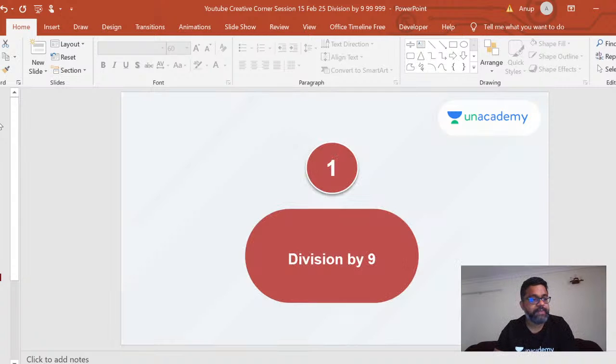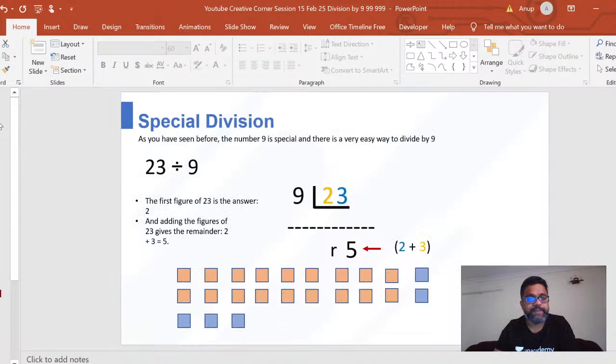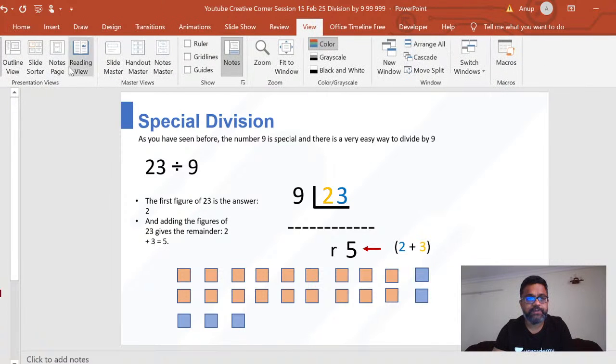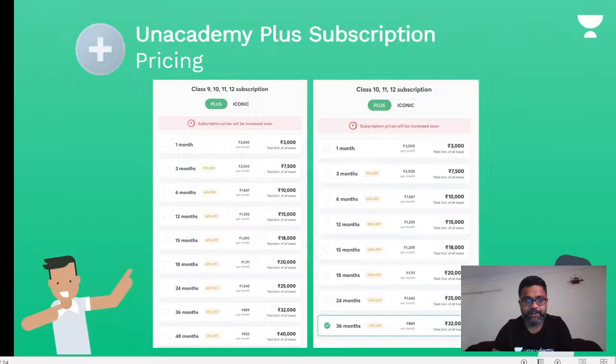All right, so if you look at division by 9, I'm looking at a very small number now, a 2-digit number. I can of course make it 3-digit or 4-digit. The pattern is going to remain the same. Now, the very first step is, let me put this in view mode so that I can do some animation here.